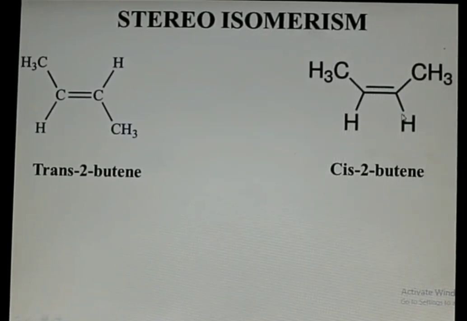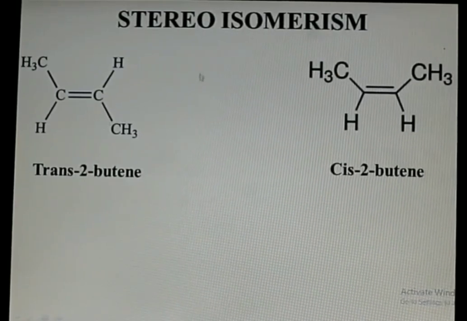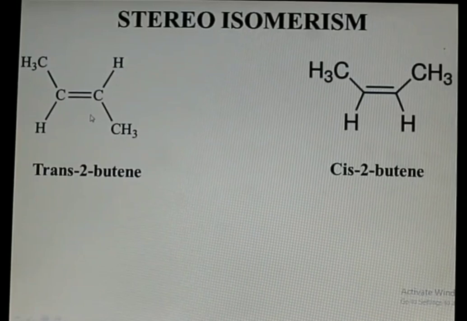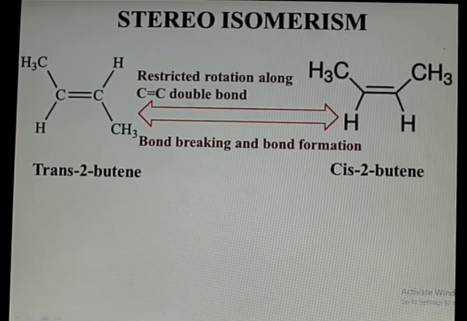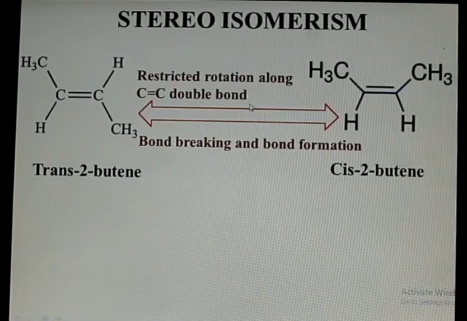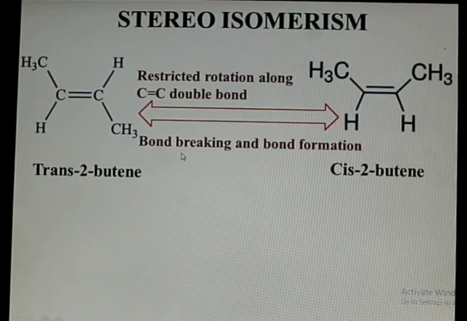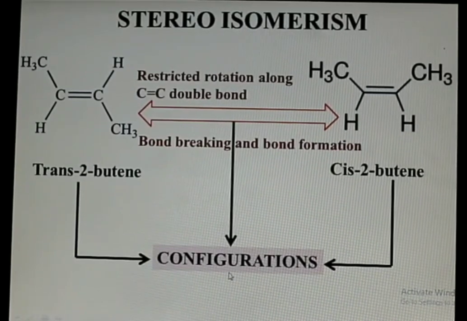Then how can you get this structure? If you want to get the cis isomer from the trans isomer, you have to break the bond and form another bond. So the structures are interconvertible only through restricted rotation along the carbon-carbon double bond. Restricted rotation means no free rotation. Then how can you get it? You have to break the bond and form a new bond. Such kinds of stereoisomers are called configurations.